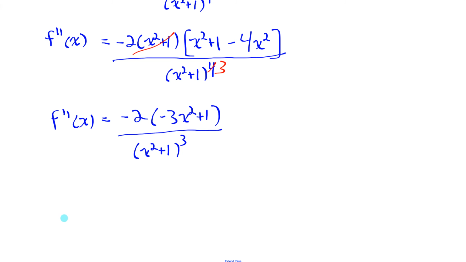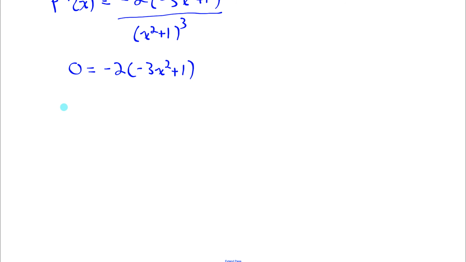So how can this be undefined? Well, how can the denominator be 0? We've already established that the denominator cannot be 0 because x squared plus 1 can't be 0, so this can't be undefined. But could it be 0? A fraction is 0 if the numerator is 0. Can negative 2 times negative 3x squared plus 1 be 0? Yeah, I'm pretty sure it can. This product would be 0 if the negative 3x squared plus 1 was 0. Right? Let's just divide the negative 2 to the other side.